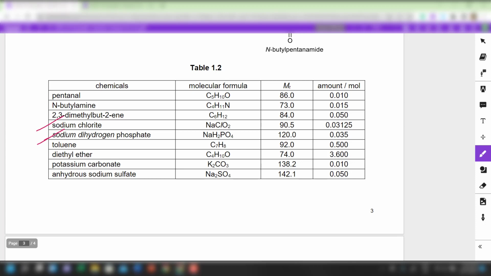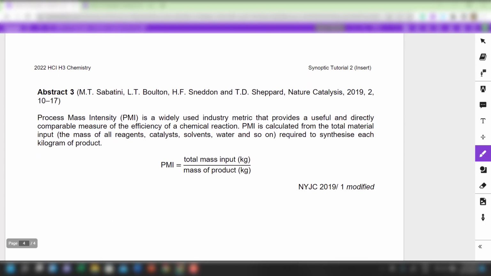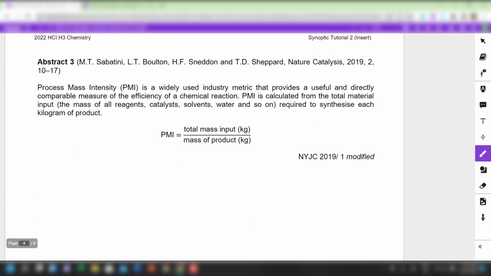Okay, and then finally you have abstract 3, which tells you that there's something known as process mass intensity. You notice that this is published in Nature Catalysis, so it is widely used as an industry metric that provides a useful and directly comparable measure of the efficiency of a chemical reaction.